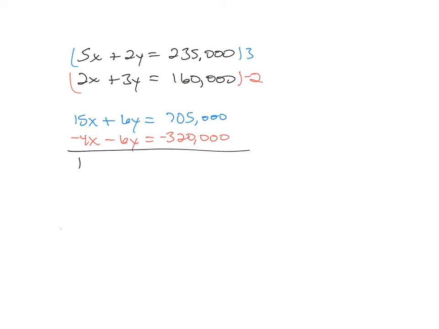Alright, so combine these together. That's still thousands: 385,000 when you subtract. Then divide by 11, and you'll get 35,000. So x is 35,000.